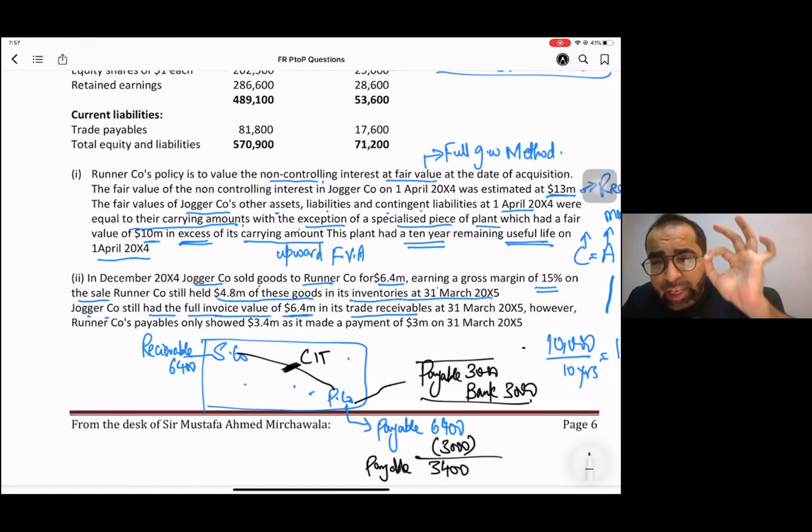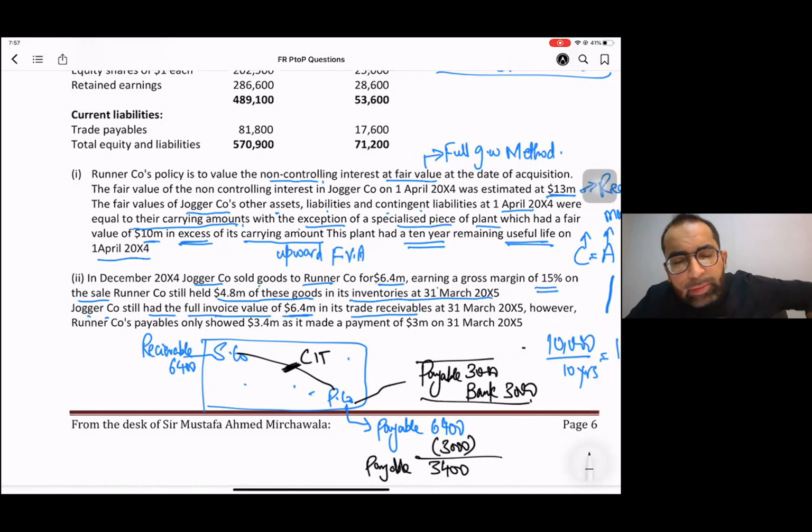This cash has not reached S company by the year end. So that's why the receivables and payables are not aligned. This is the picture given in the question, you can read.